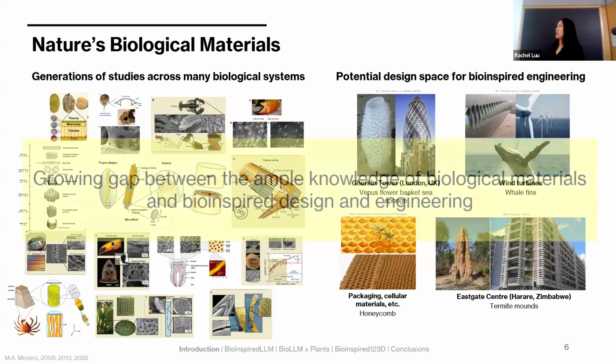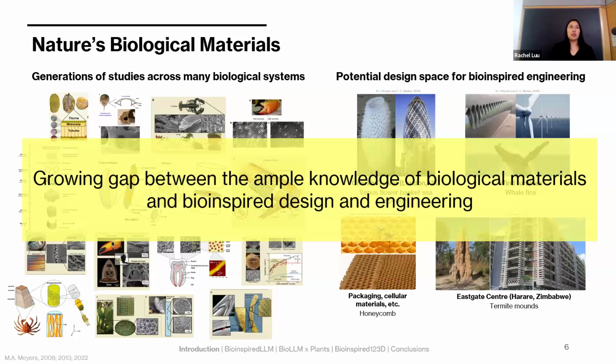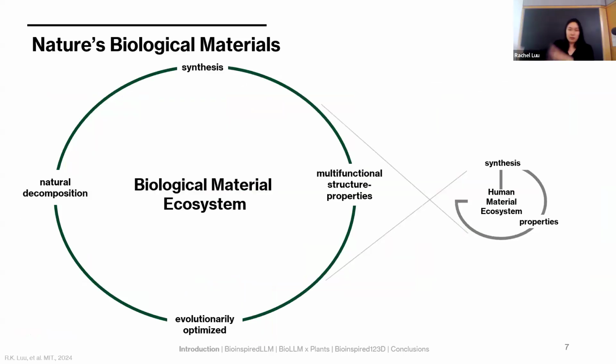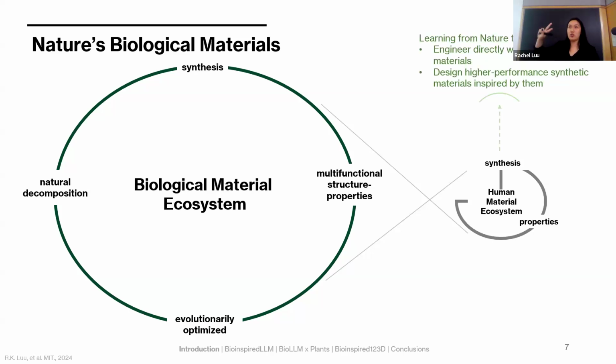And I would argue that there's a growing gap between the amount of knowledge that we have about biological materials and how we could actually apply them in scalable bio-inspired design. And so, with that being said, we're coming back to this figure. We're going to think about, okay, we should improve our own human material ecosystem. And one way that I suspect we could do this is by learning from nature. And I think we can do this in two ways.